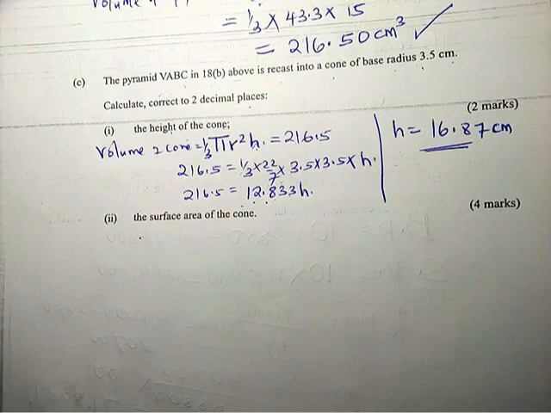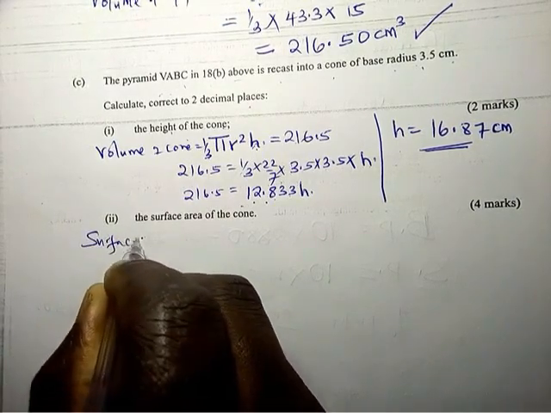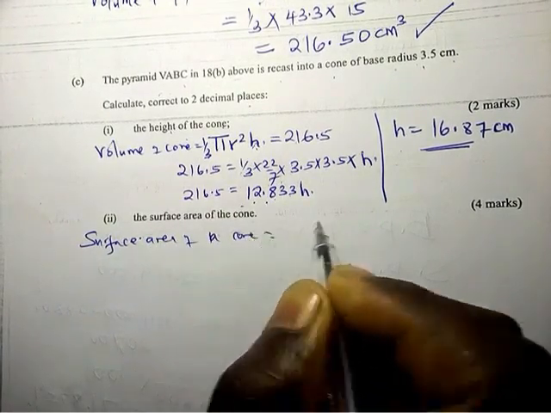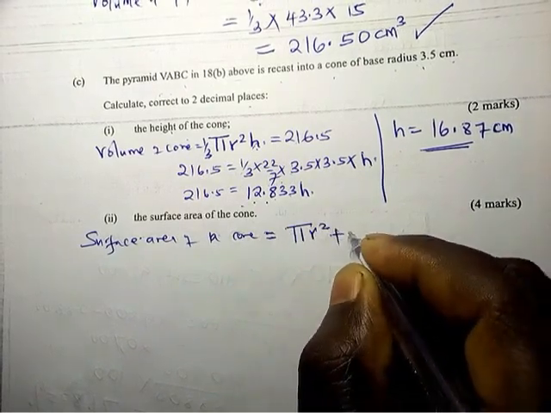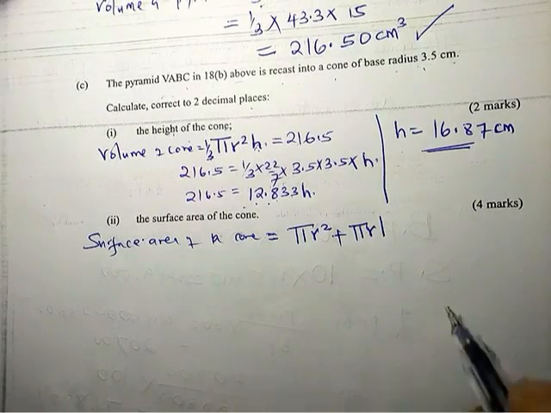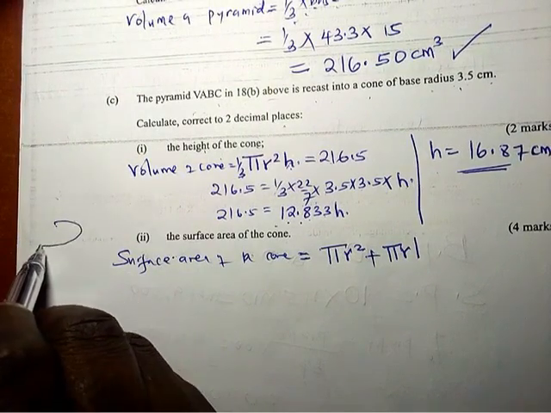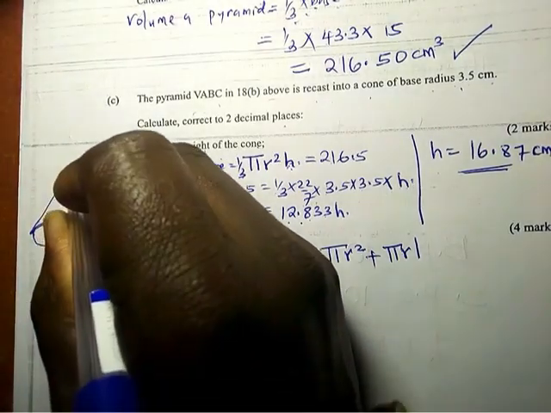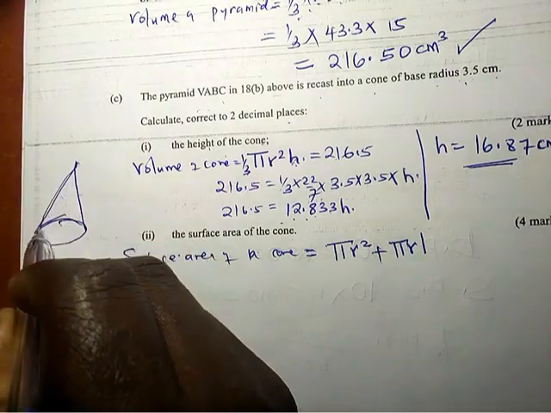The surface area of the cone. How do you get the surface area of the cone? Surface area of a cone is given by pi r square plus pi r l. So if this is a cone, to get the total surface area of this cone, first we calculate the curved surface area.